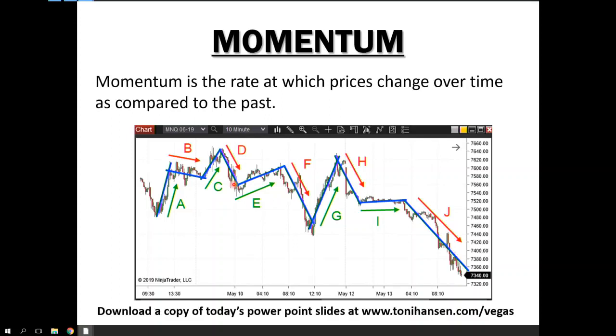It doesn't matter what you are looking at, because as long as it's a representation of human emotions in a market, technical analysis is going to work. And it's going to work really well.